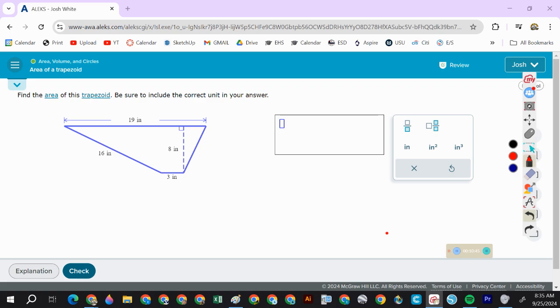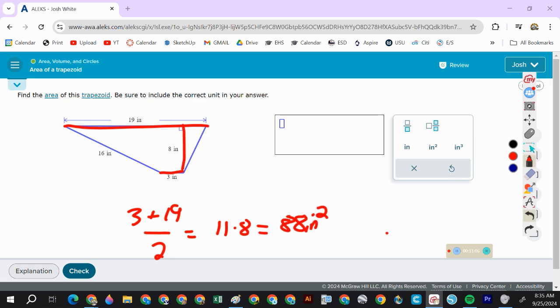Okay, so base 1 is 3, base 2 is 19, cut that in half, so 22 divided by 2 is 11, and then the height of that is going to be 8, so 88 inches squared. All right, okay, get to work.